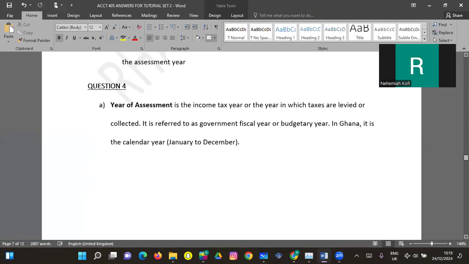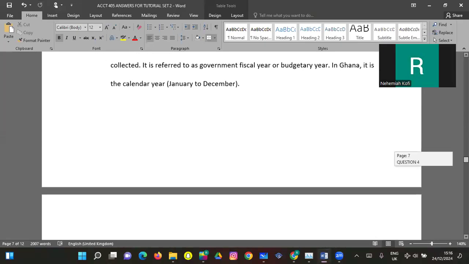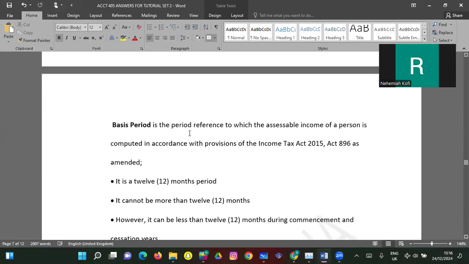So year of assessment is the income tax year, or the year in which taxes are levied or collected. It is referred to as the government fiscal year or budgetary year. In Ghana, it is the calendar year, which is from January to December. So basis period is the period by reference to which the assessable income of a person is computed in accordance with the provisions of the Income Tax Act 2015.